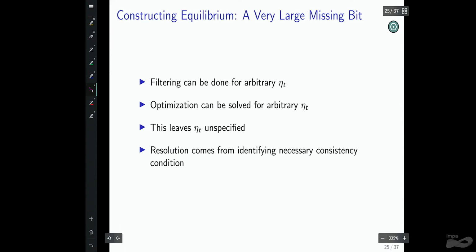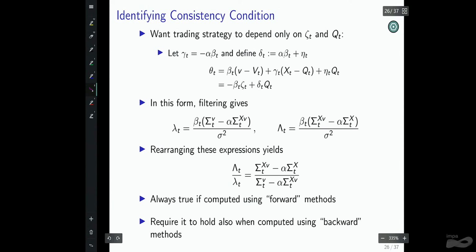So the resolution to this is going to come from identifying a consistency condition. Remember, we have a forward-backward problem, right? So we need to look for something which can be computed using both forward and backward dynamics, and we better get the same thing.